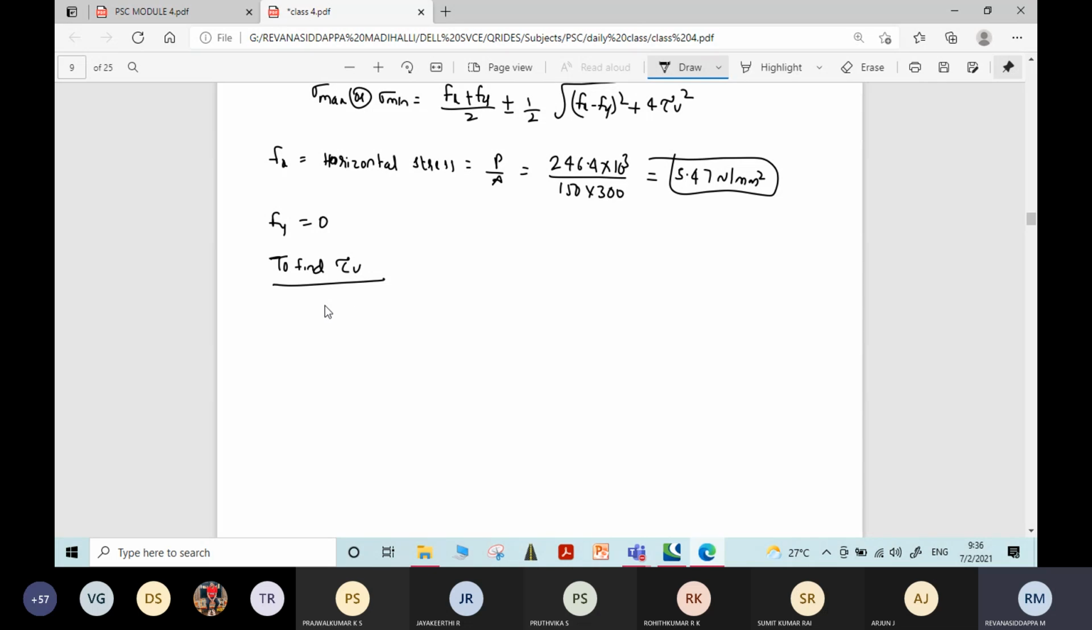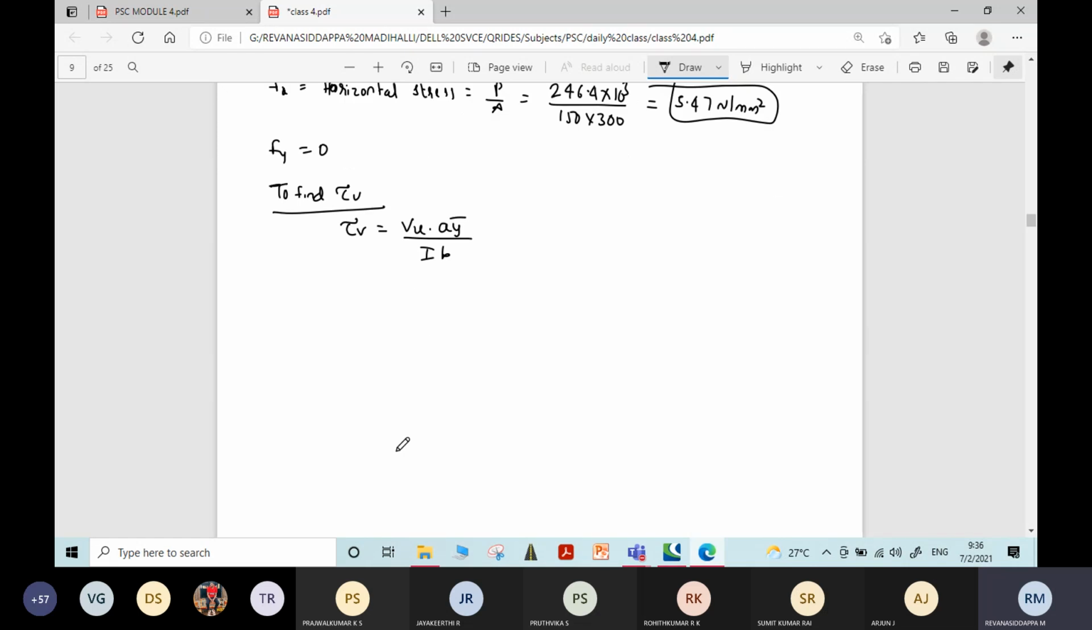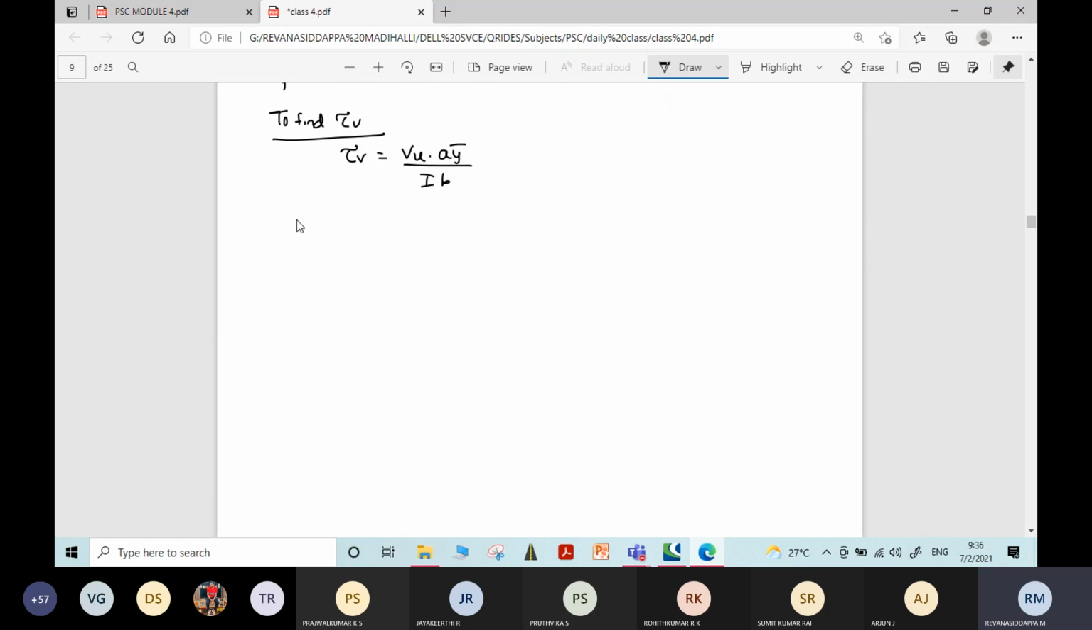We know that tau v is equal to Vu into Ay bar divided by Ib. First you find Vu, that is shear force at the support section. You find shear force at the support section, which is equal to the sum of shear force due to the load and vertical component of pre-stressing force. Correct? I'll write the figure here.